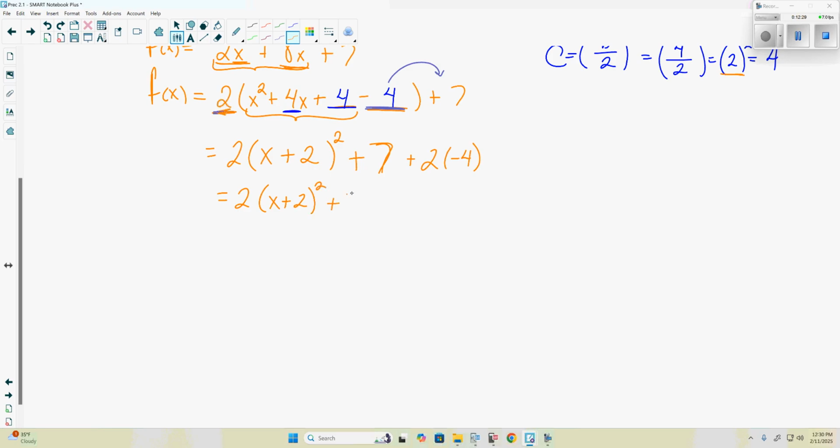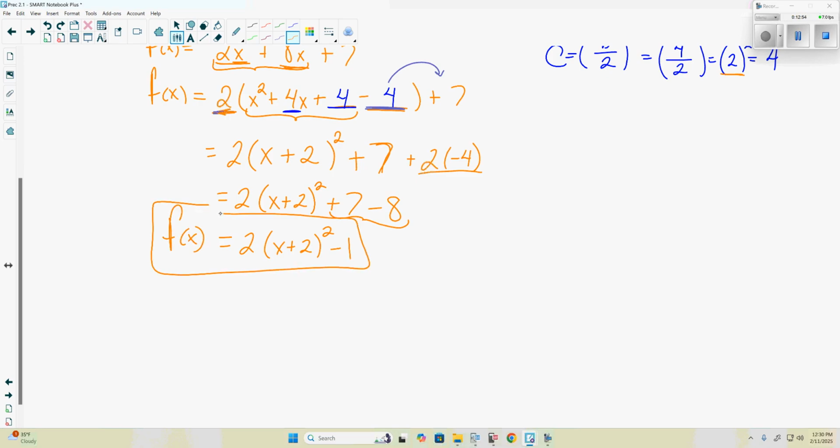is we had to add in 8 and negative 8. Because we really added 8 to the function because of that factor of 2, which means we also had to subtract 8. And 7 minus 8 is negative 1. Telling us that our function in standard form is 2 times x plus 2 squared minus 1.